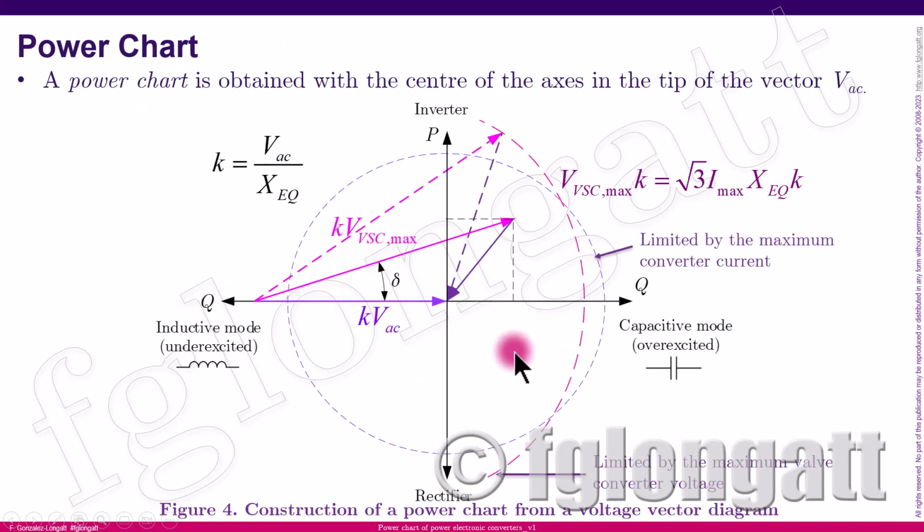And what is very important from this representation is that now we have a circle, and that circle is defined by the maximum current of the converter. But on the other hand, we have this other circle that is defined by the maximum voltage that can be produced by the power converter.